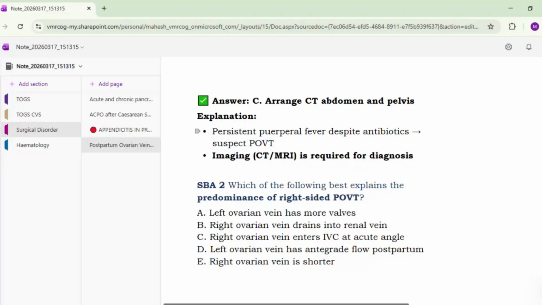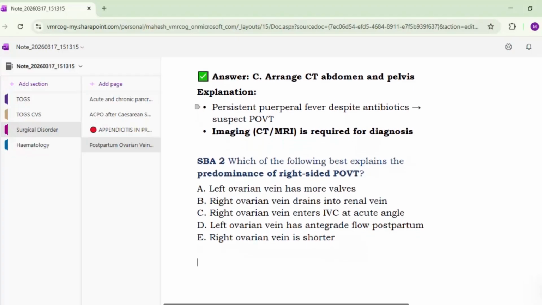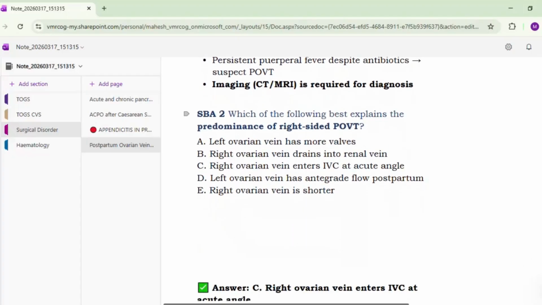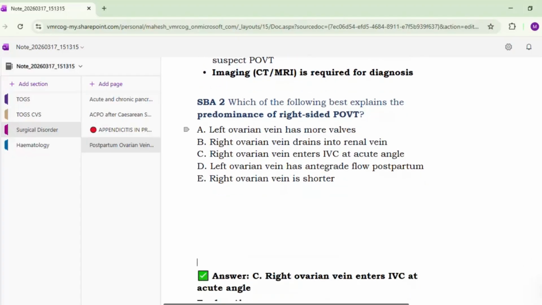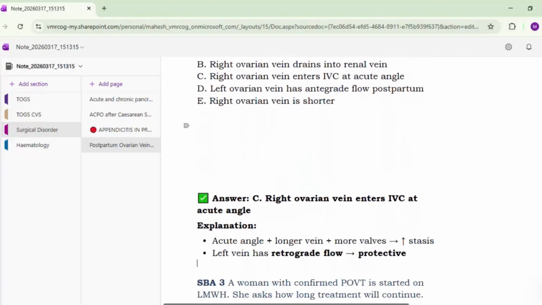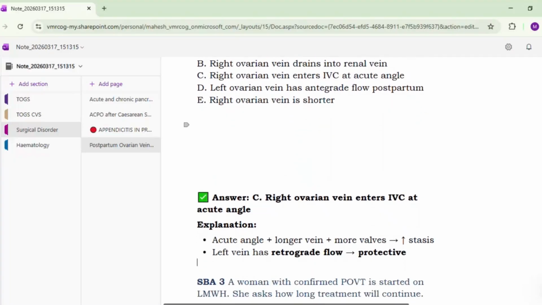This is mostly A, sir, because the rest of the statements are wrong. Right ovarian vein is longer. Left ovarian flow is not antegrade. Right ovarian vein enters the IVC at an acute angle, not 90 degrees, sir. Acute angle plus longer vein plus more valves leads to the stasis. So left vein has retrograde flow that is protecting.